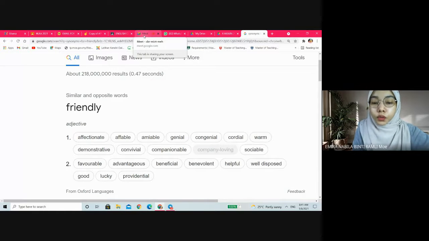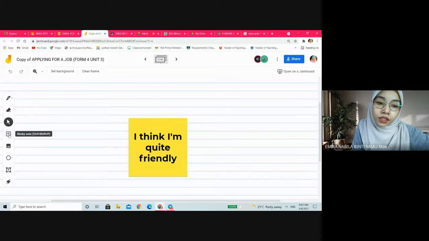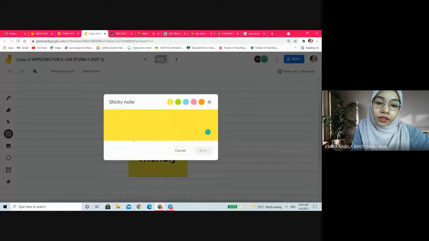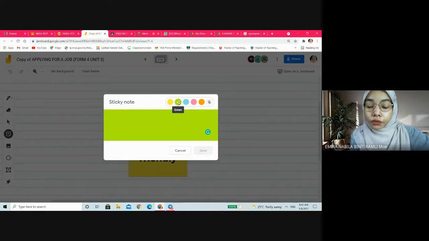So the rest of you, if you can enter my Google Jamboard, can you just click on the sticker? Okay, so I believe Akilatul is on there. Akilatul, would you like to make a choice of word if you can? You can stick a sticky note there. Akilatul, do you have a word that you would like to replace for friendly? The one that I've shown you just now on the screen?